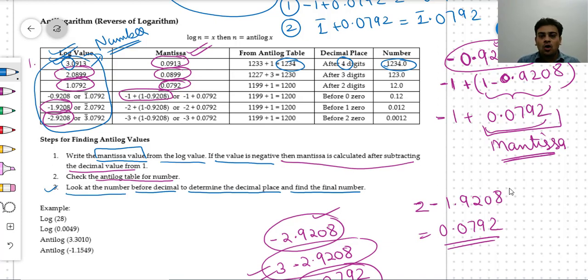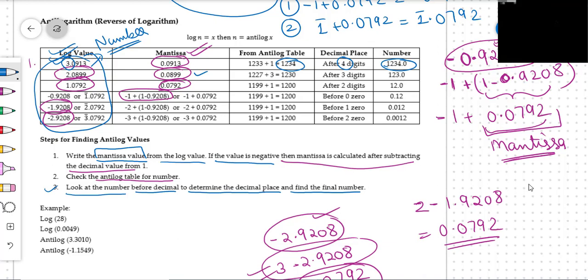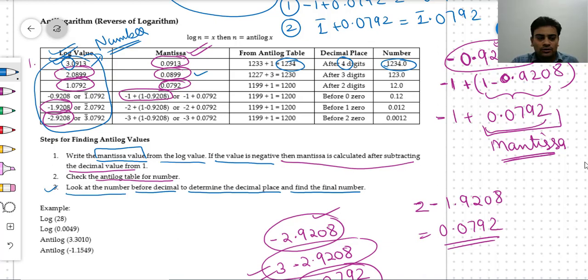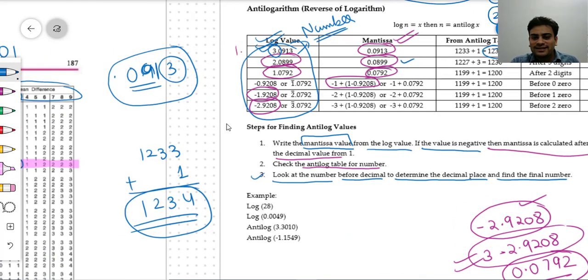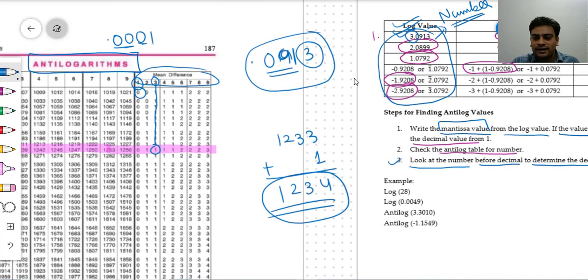Is this clear? How did I find this number? By using my anti-log table. First I found the Mantissa, then I looked at the anti-log table, then I found the number, and then I determined the decimal place. Now we look at the second example, which is 2.0899. Here my Mantissa is 0.0899. Again we'll do the same process: we check the anti-log table for this Mantissa value, basically 0.0899.